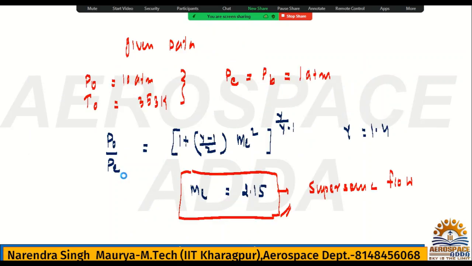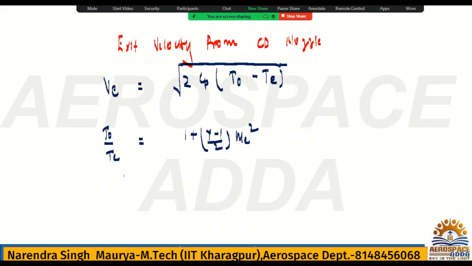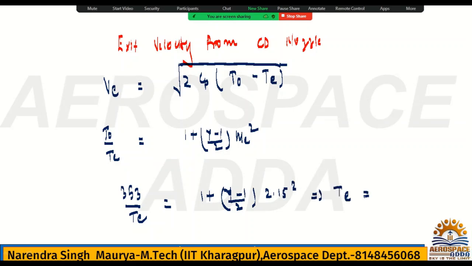T naught is 353 and what is the Mach number at exit? 2.15. So TE equals 353 divided by 1 plus (gamma minus 1) by 2 times ME squared, where ME is 2.15. If you solve for T exit you may get 183.4 or thereabouts. A little variation is also possible, but you may get approximately this value because it is expanded.